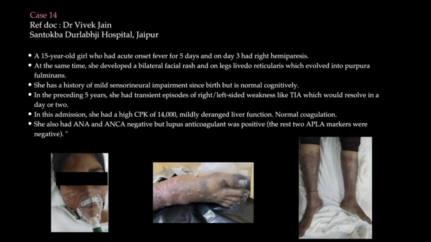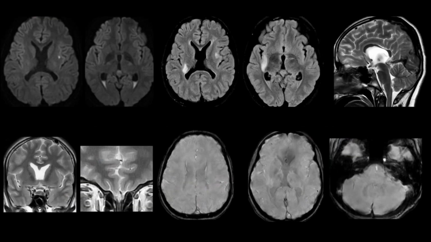Cognitively normal before that, but the problem is, even though they say cognitively normal, because she had a sensorineural hearing impairment, often one ends up thinking the child is cognitively impaired, but it's more the speech which is affected. So for them, I think she was cognitively normal, except for the sensorineural hearing impairment. Okay.